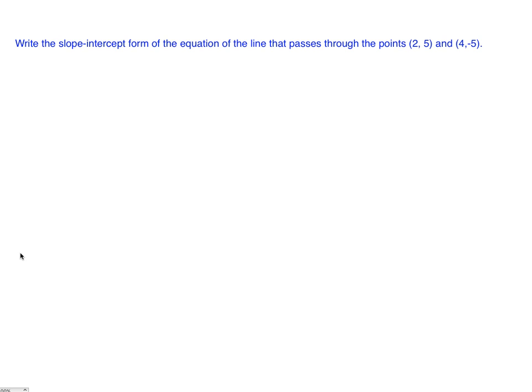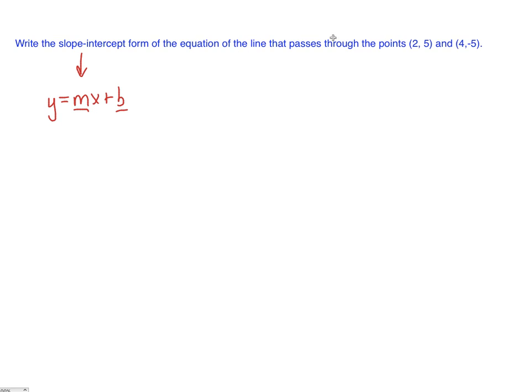All right, we're going to talk about how to write the slope-intercept form of the equation of the line that passes through 2 points. In order to do that, we first need to know what slope-intercept form is. It's the form of the equation that looks like this: y equals mx plus b. We know that m represents the slope and b represents the y-intercept. That's why it's called slope-intercept form.